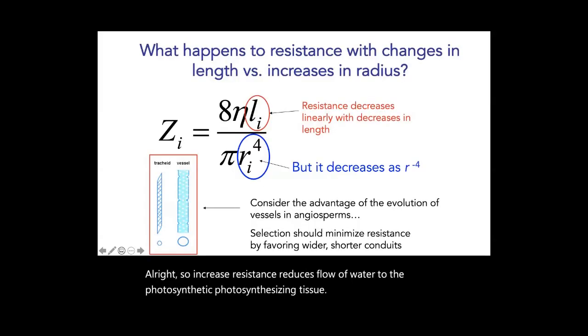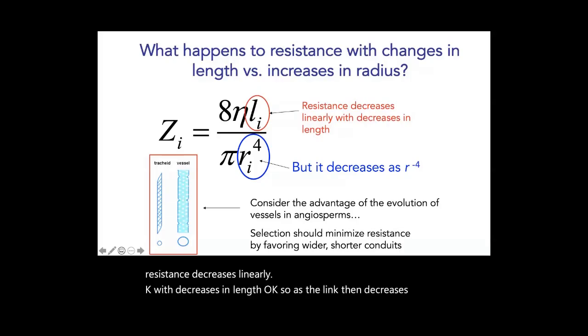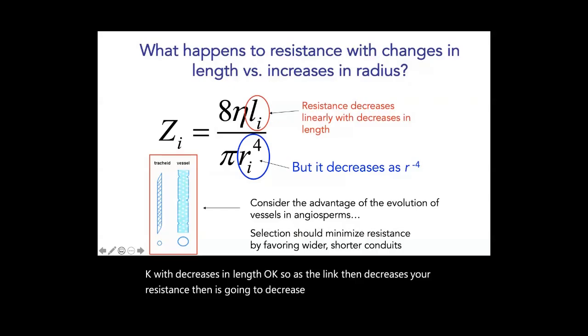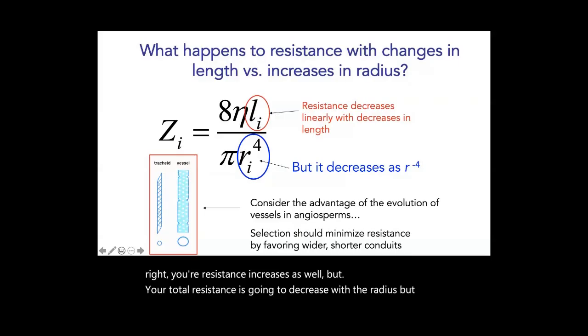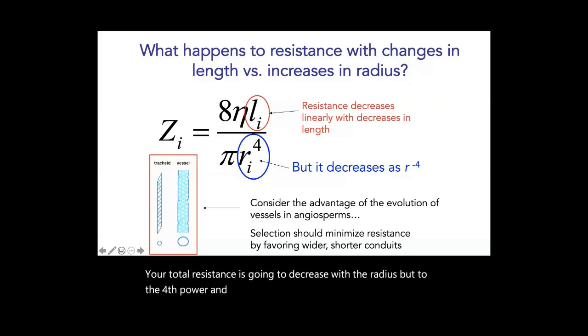All right, so that's the Hagen-Poiseuille equation. So again, we can go through the exercise. What happens to resistance with changes in length versus changes in radius, right? So resistance decreases linearly with decreases in length, okay? So as the length decreases, your resistance is going to decrease. If your length increases, your resistance increases as well. But your total resistance is going to decrease with the radius, but to the fourth power, okay? And in this case, the -4th power.